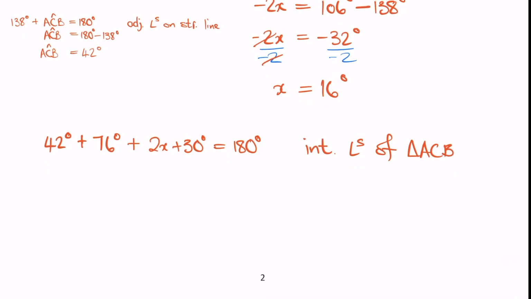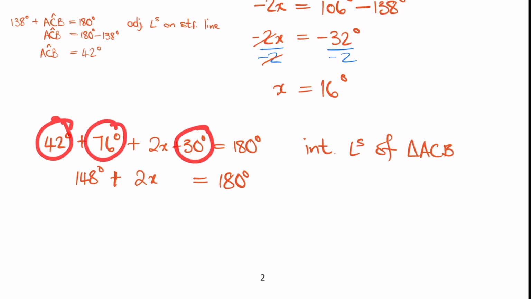I need to solve for x. So I'm just going to simplify the left hand side here. There's too many numbers over here. So I've got 42 plus 76 plus 30 degrees. All of that gives me 148. So that is 148 degrees plus the 2x gives me 180. Again, where did I get the 148 from? I got it from adding this with that. So 42 plus 76 plus 30 gives me 148.